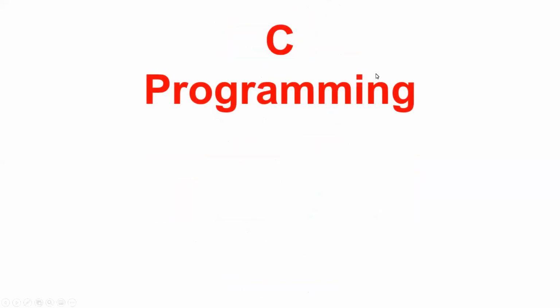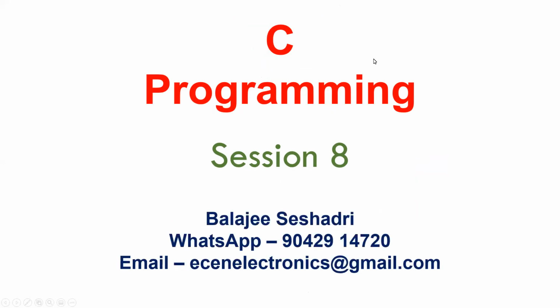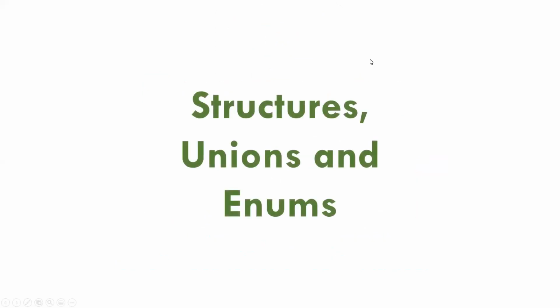We are going to discuss C programming as a part of embedded system programming. This is session 8. Actually, we missed this in the previous C programming, that's why we are continuing today. In this session, we are going to discuss structures, unions, and enums. These are typically not used by initial programmers, that's why I didn't discuss much.